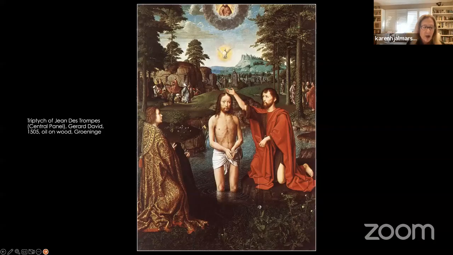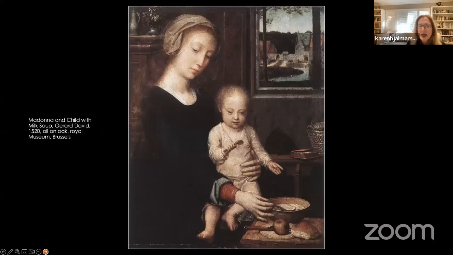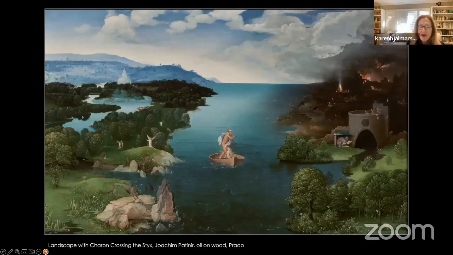And then quickly, just to look at, he too could do these very sensitive works. This is the milk soup with the little infant Jesus, very sweet and human. And then we have the first landscape painting by Joachim Patinir. He was influenced by the great Hieronymus Bosch, and Albrecht Dürer also painted his portrait. Patinir was a remarkable artist.